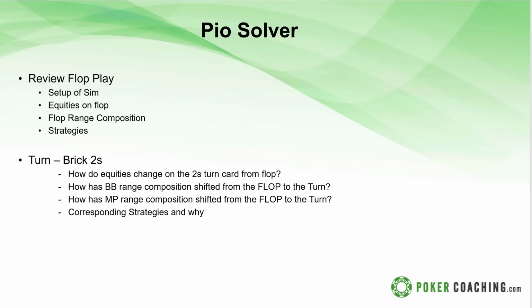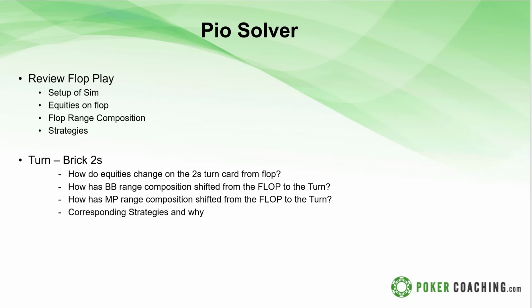I'm going to ask this question now. I want you guys to take a second and post it in the chat. On the deuce of spades turn, after it goes check, bet, call. So we bet the flop, big blind calls, and the deuce of spades comes out. How have equities changed on the deuce of spades turn card? We're more concerned about equities here, so I want you guys to guess what the equities are now, range versus range.